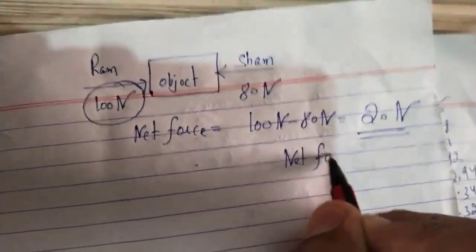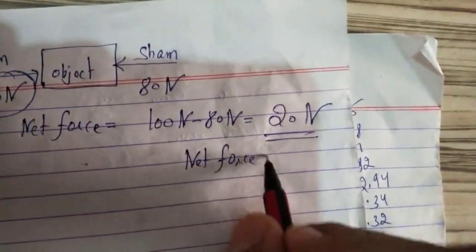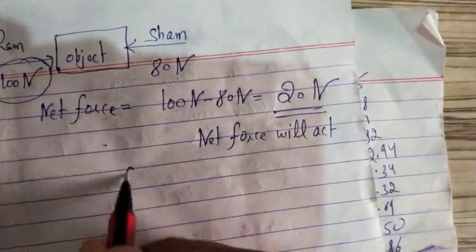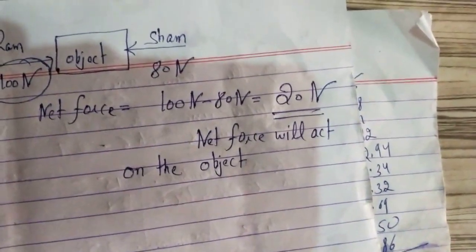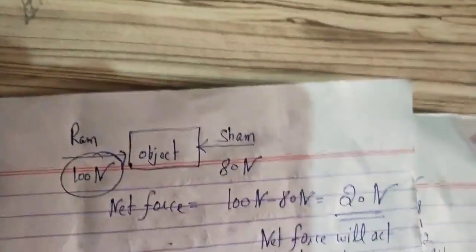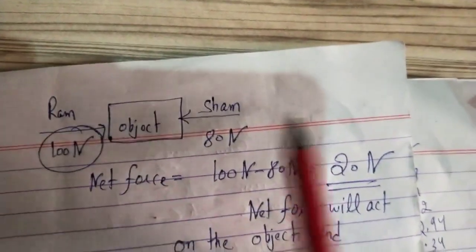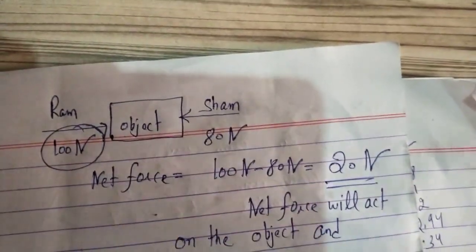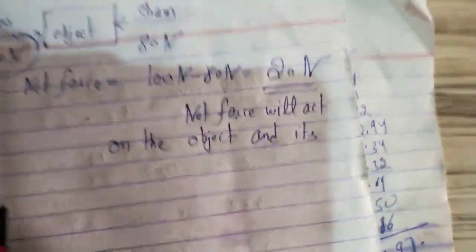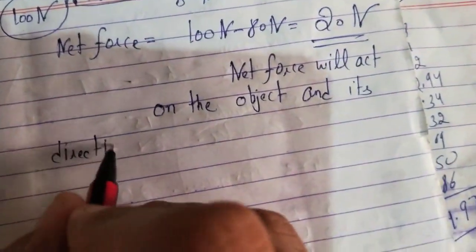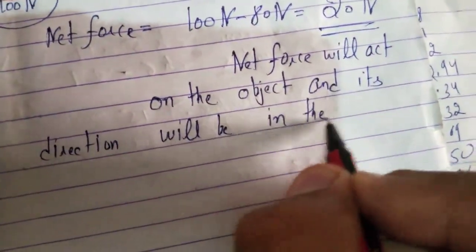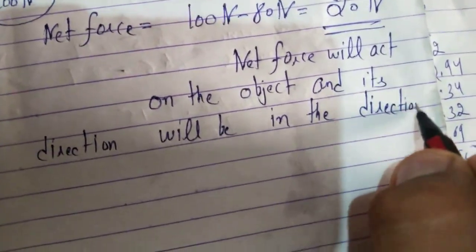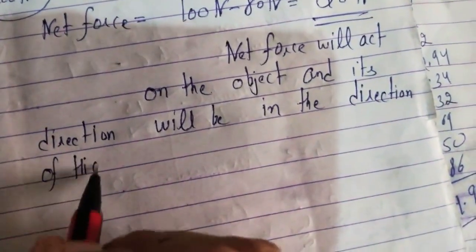So net force will act on the object and its direction will be the same as that of the higher force. If higher force is acting in this direction, this net force will also act in this direction. And its direction will be in the direction of higher force, like this.